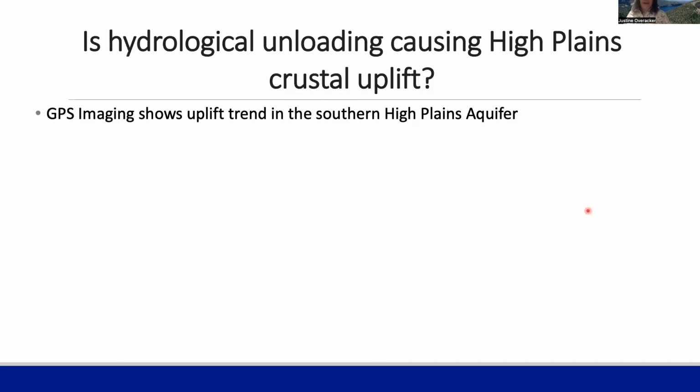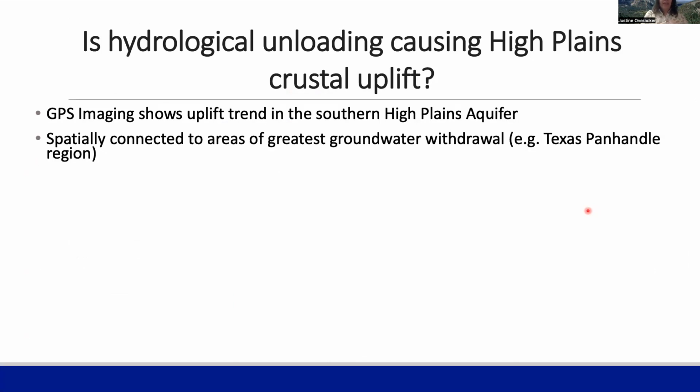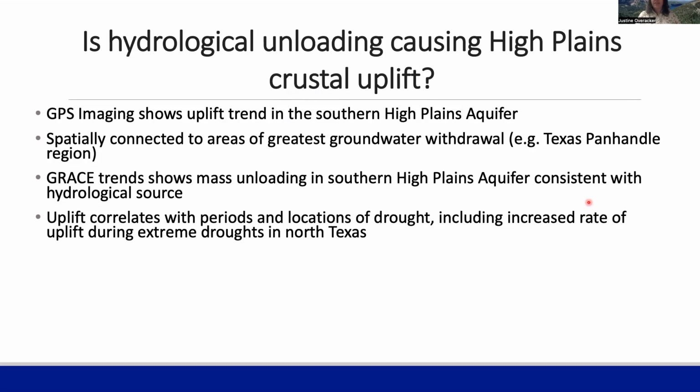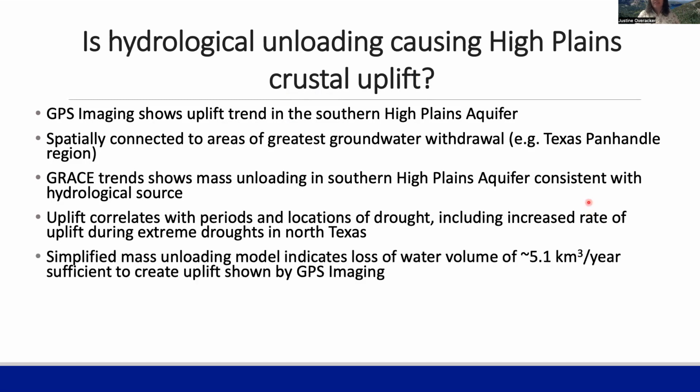So, in summary, GPS imaging shows an uplift trend in the southern High Plains Aquifer. It's spatially connected to areas of greatest groundwater withdrawal. GRACE shows that mass unloading in the southern High Plains Aquifer is consistent with a hydrologic source. That uplift correlates with periods and locations of drought, including an increased rate of uplift during extreme droughts in North Texas. The simplified mass unloading model indicates that a loss of water volume of 5.1 cubic kilometers per year can create the uplift field shown by GPS imaging.